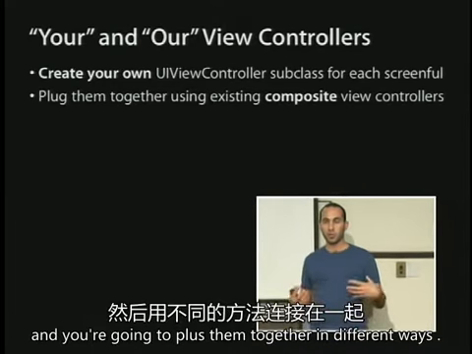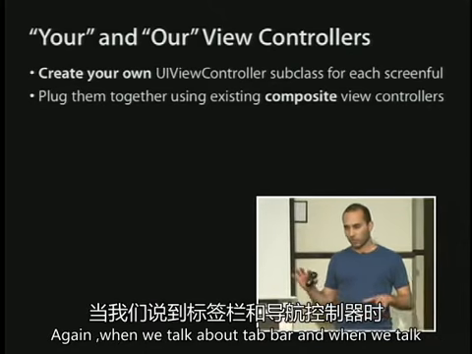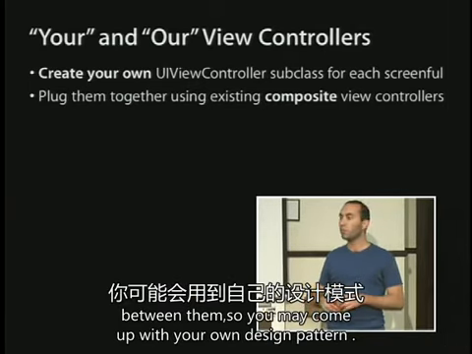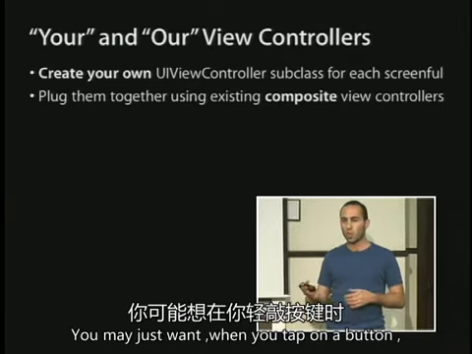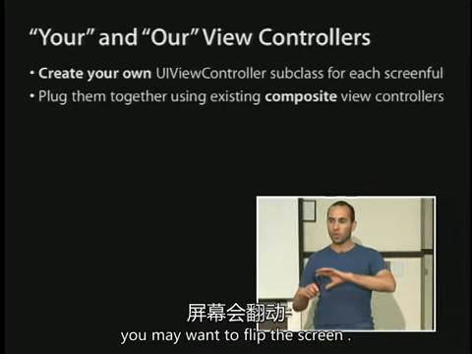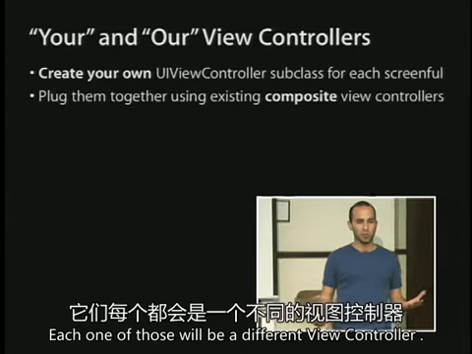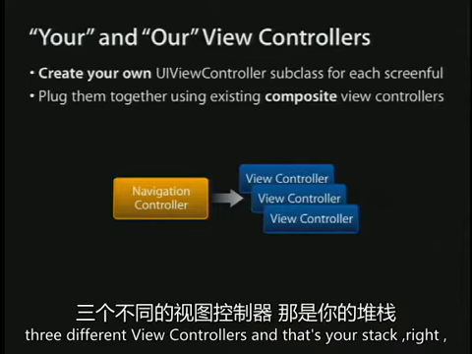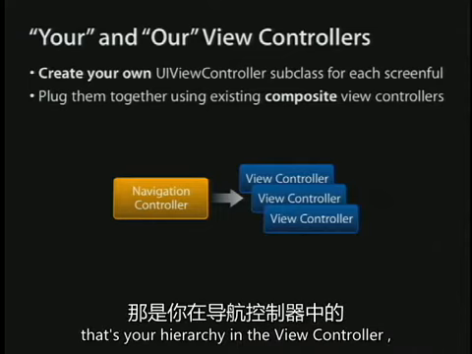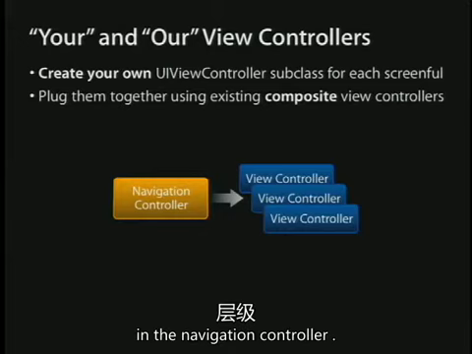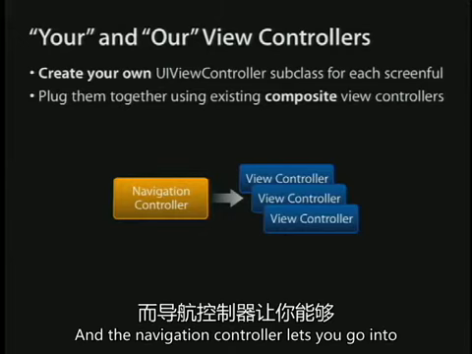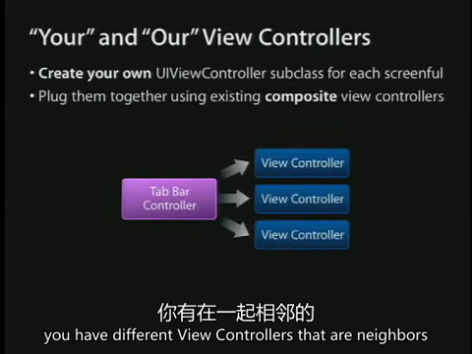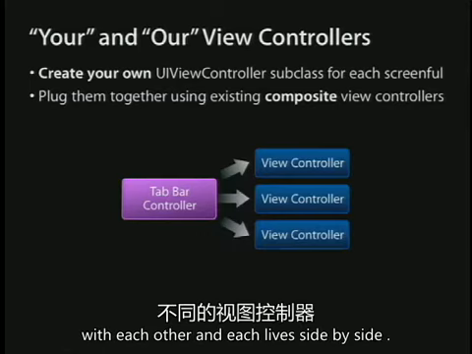And you're going to take them and plug them together in different ways. Again, we've talked about tab bar, we've talked about navigation controller. You may have your own method of going between them, so you may come up with your own design pattern. You may just want, when you tap on a button, to flip the screen. Each one of those would be a different view controller. So in this case, navigation, we have 3 different view controllers, and that's your stack, right? That's your hierarchy in the navigation controller. And the navigation controller lets you go into and out of each of these. Similarly, in the tab bar controller, you have different view controllers that are neighbors with each other, and each one lives side by side.